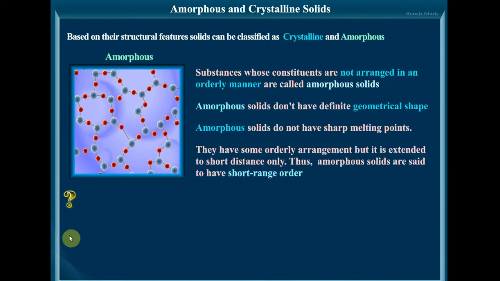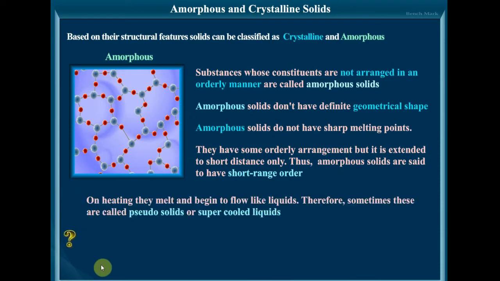They have some orderly arrangement, but it is extended to a short distance only. While for crystalline solids, it is a long range order, here it is a short range order. Thus, amorphous solids are said to have a short range order. On heating, they melt and begin to flow like liquids. Therefore, sometimes these are also called pseudo-solids or supercooled solids.